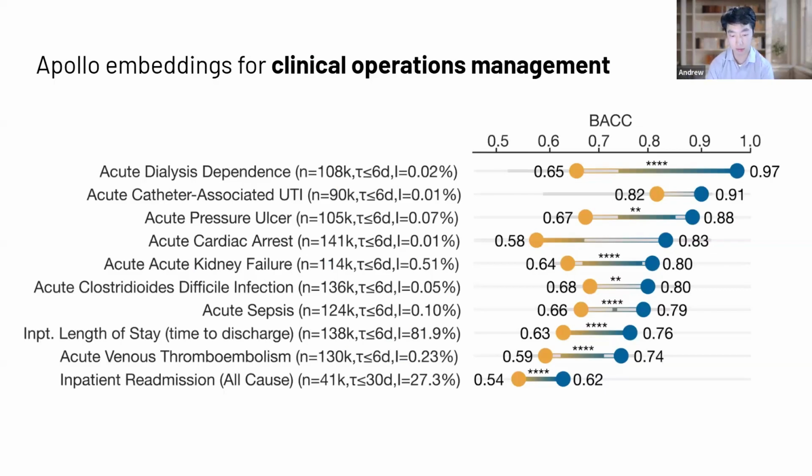And we have a few tasks here that are more acute endpoints that we refer to as clinical operations. So these are usually tasks that would be relevant in an emergent or urgent setting. And then for length of stay and readmission, these are relevant for inpatient settings. So we show that yes, we can also predict these acute endpoints and these operations endpoints.